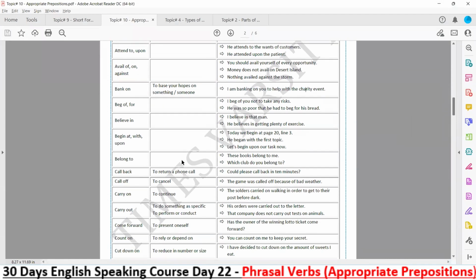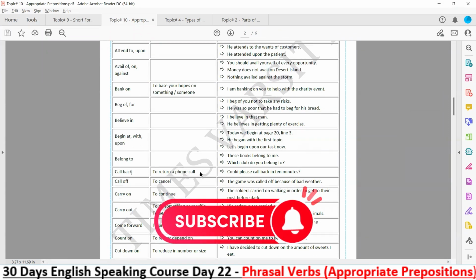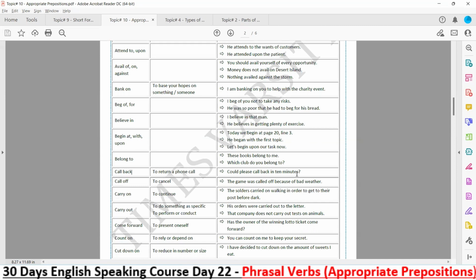Okay. Similarly, call back, to return a phone call. Could you please call back in 10 minutes. All right. Similarly, call off, to cancel. The game was called off because of bad weather. Carry on, to continue. The soldiers carried on walking in order to get to their post before dark.